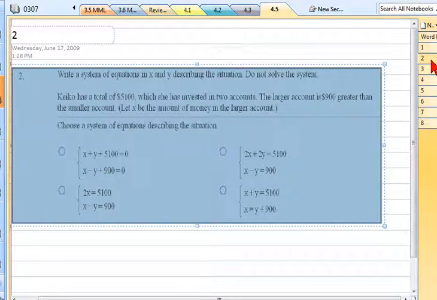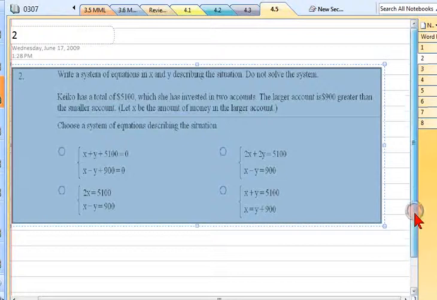In this problem, all we're doing, and I'll read it out loud because I know that for y'all in the classroom it's hard to read. It says, write a system of equations in X and Y describing the situation, do not solve the system. So all we're doing now is practicing translating. Kiko has a total of $5,100, which she has invested in 2 accounts. The larger account is $900 greater than the smaller account. Let X be the amount of money in the larger account.